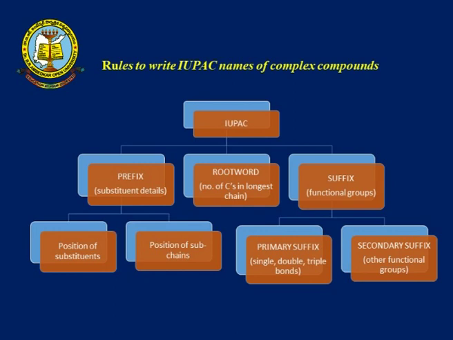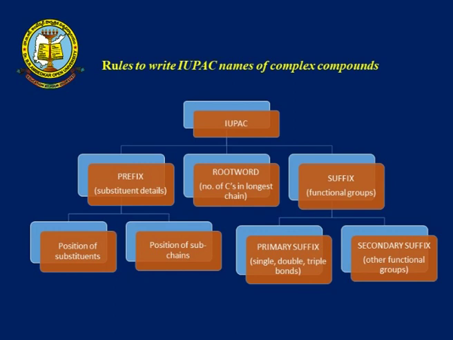The main part is the middle one, that is the root word, and the next is the suffix, and before the root word comes the prefix. So, the middle will be the root word, and the prefix comprises the names of the substituents. What does this prefix mean? Substituent details: the details of the substituents hanging onto the ring are referred to as the prefix.